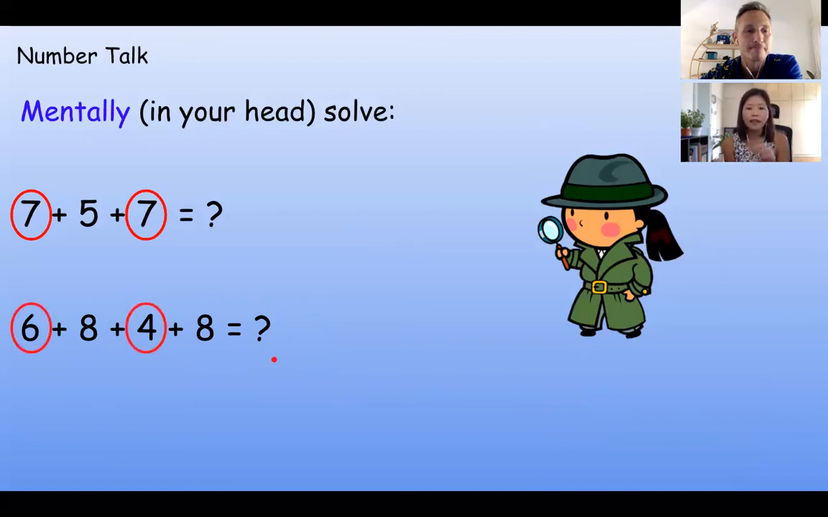I am thinking 26. And this is what I spotted first. Ooh, I made a 10. 6 plus 4, that's 10, friends of 10. I also spotted doubles. I know 8 plus 8 in a snap, 16. And 16, 10 more, 26.